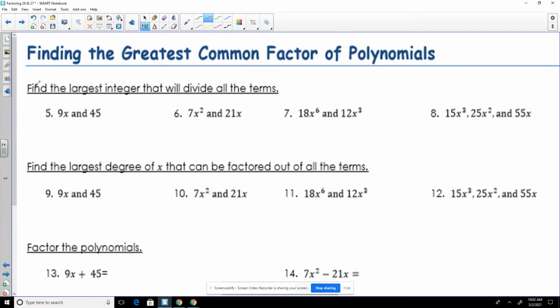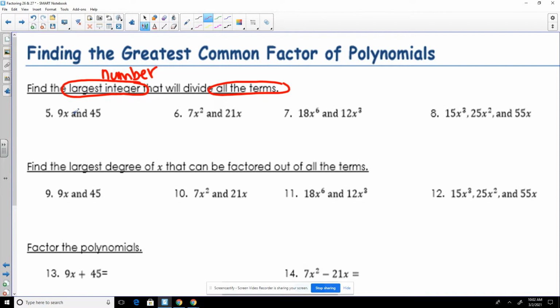So the first section here in this worksheet, on the second page of that greatest common factor worksheet link, says find the largest integer that will divide in all the terms. Okay, in math, in general, hopefully you all know that integer means number. What is the largest number that will divide into all the terms?